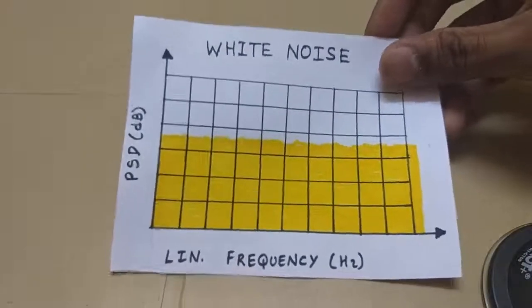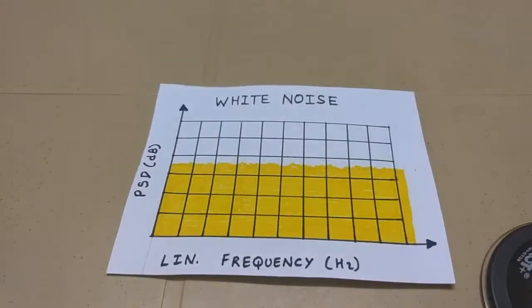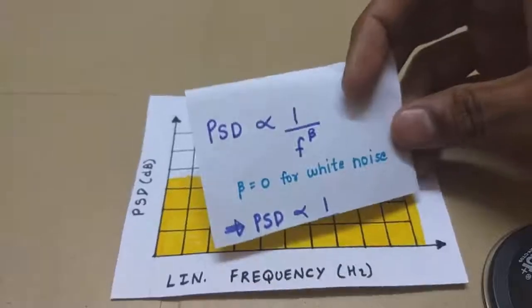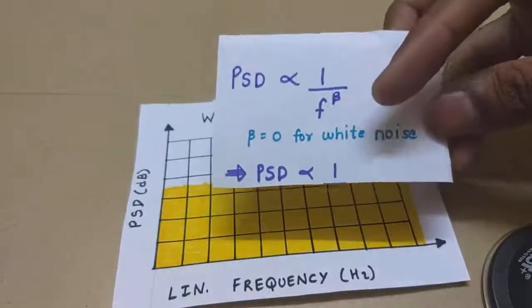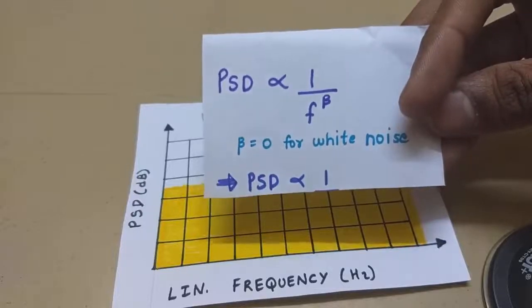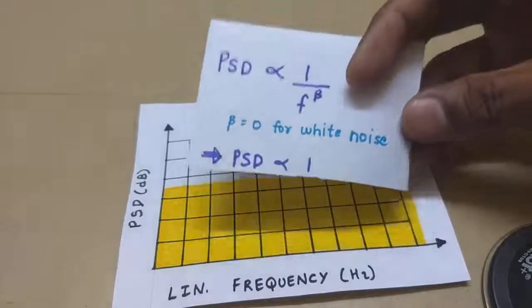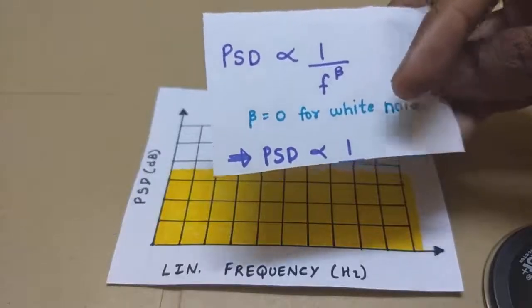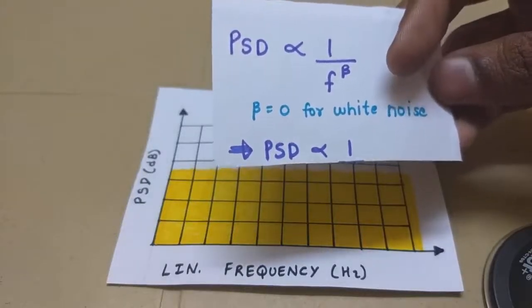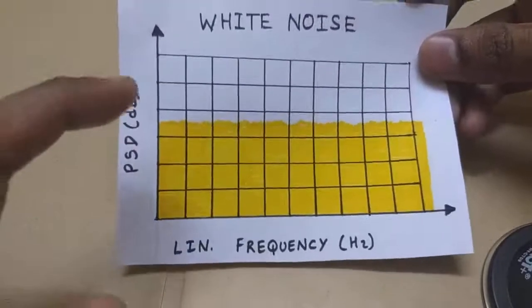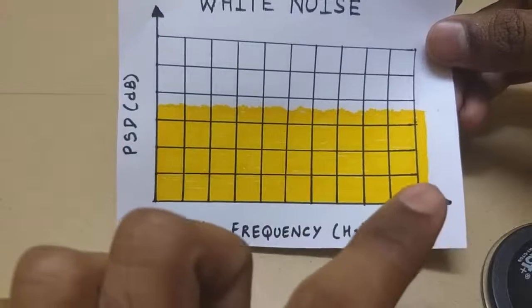Before we look into this, let's look at a small relationship of power spectral density versus frequency. The power spectral density is proportional to 1 over the frequency to the power beta. Beta is 0 for white noise. It's different for different colors of noise, but for white noise it's 0. If you plug that in, the power spectral density is just proportional to 1, or it's a constant. As you can see here, the power spectral density versus frequency is just flat.